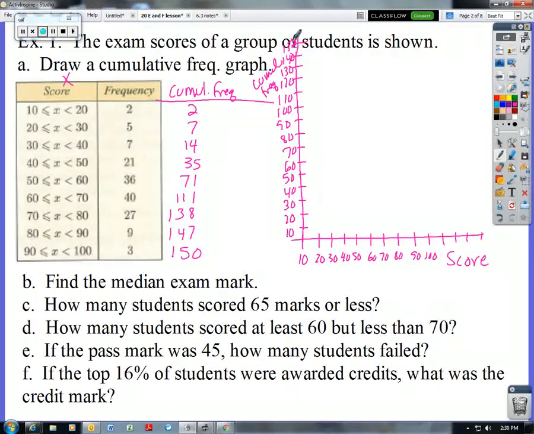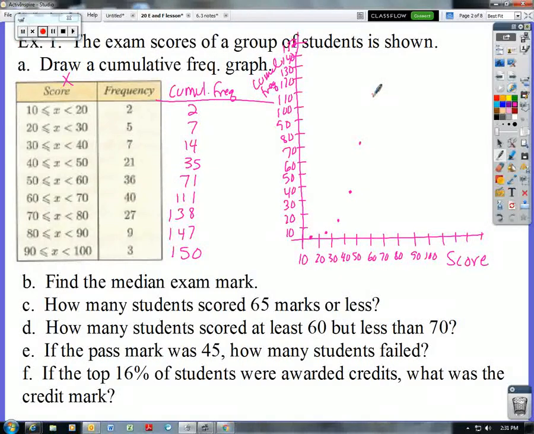Then it's just a matter of plotting the points. So on these, make sure you're plotting cumulative frequency over here on the left. Now in the 10 to 20, I'm going to just go to the midpoint here and go up to 2. That's not very far. 7, 14. It's best if you have graph paper because you'll get a more accurate answer and you'll be able to use this information more wisely as well. I mean, more accurately.